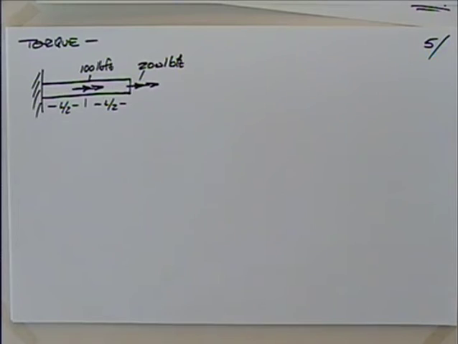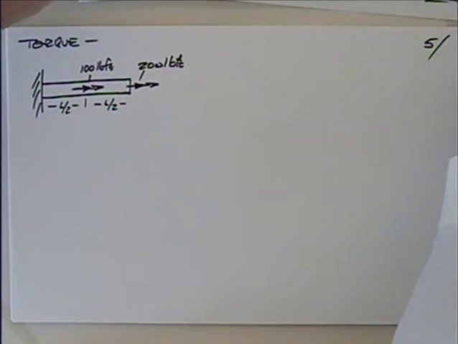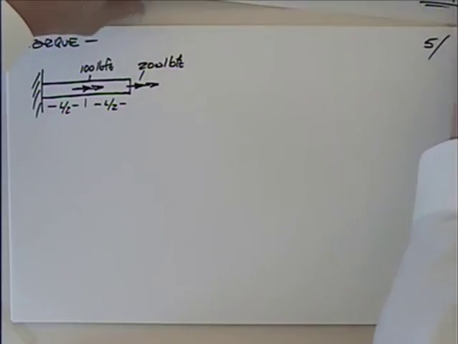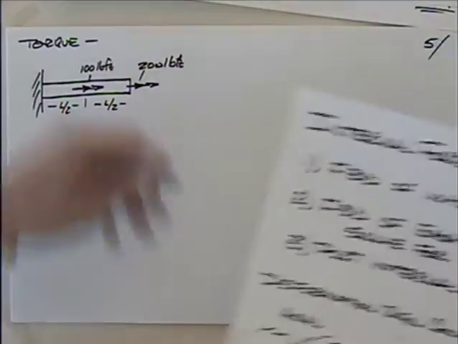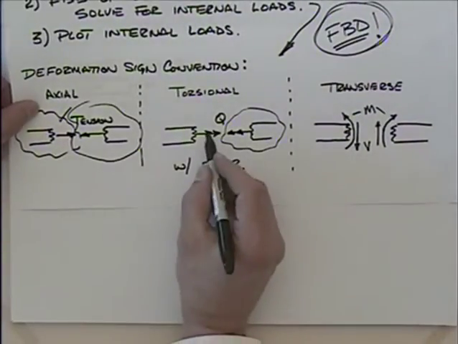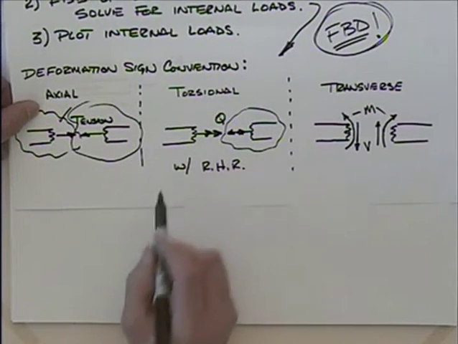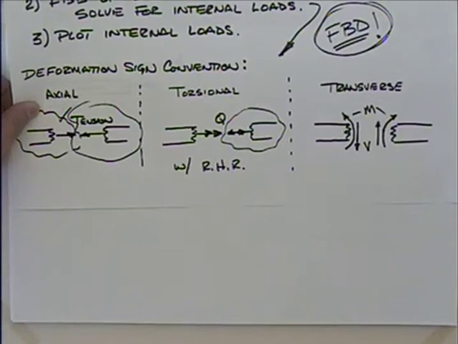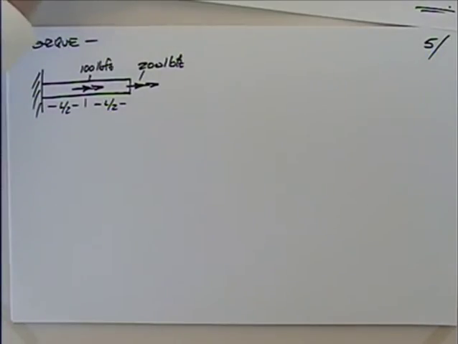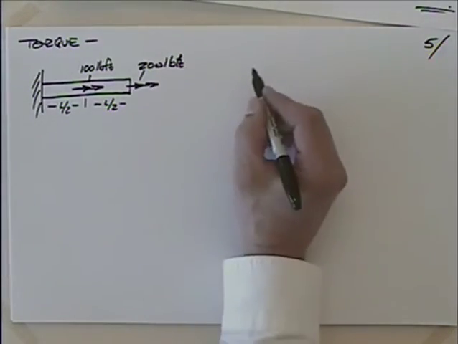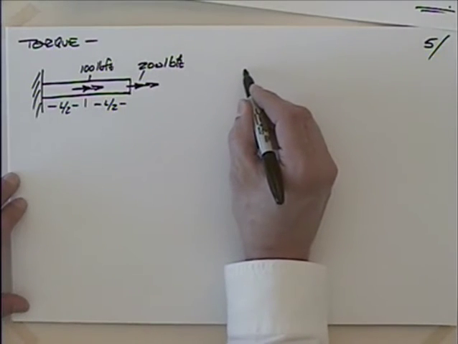Okay. So we're going to go through exactly the same process. Remember, our deformation sign convention looks very much like the axial convention. I'll pull that out here. Other than the double arrows, it looked exactly like the axial. If you're going to draw the left-hand side, it went to the right. If you're going to draw the right-hand side, it went to the left. So first thing is I need to find the reaction for this thing.